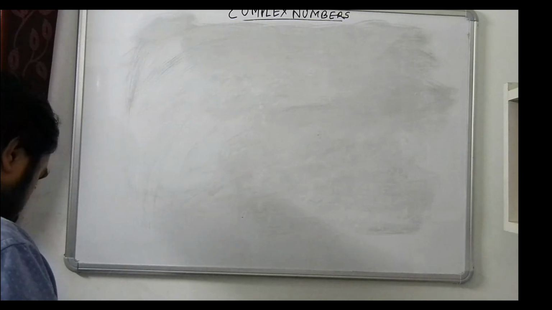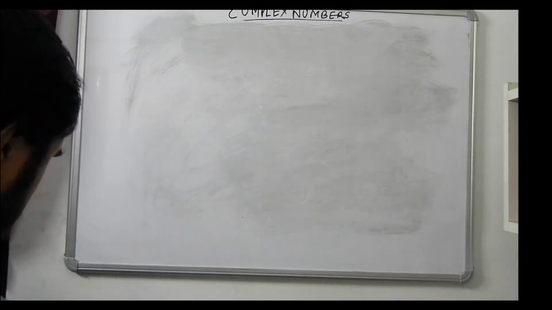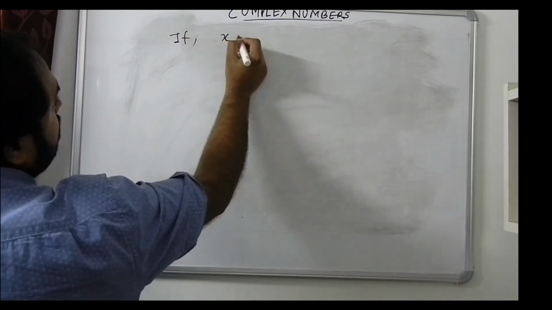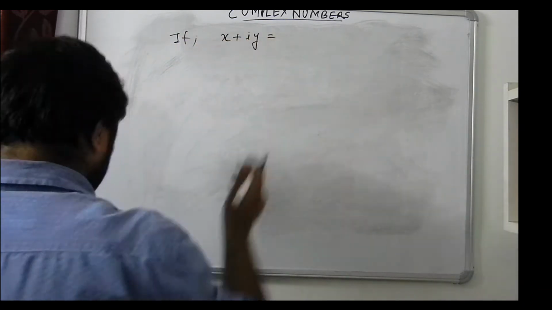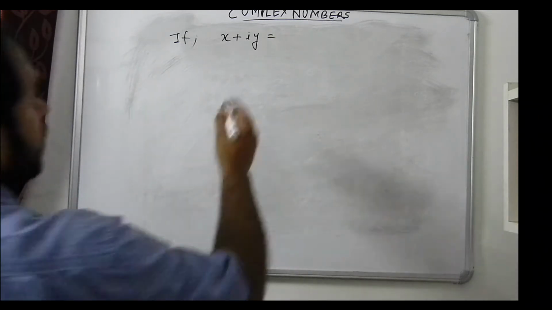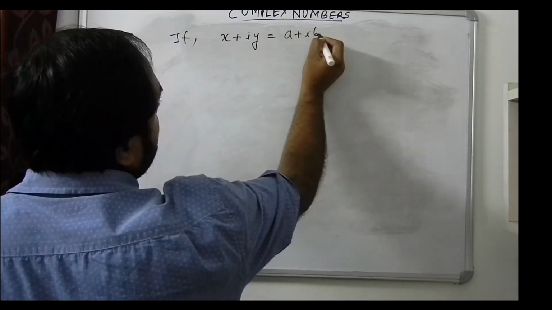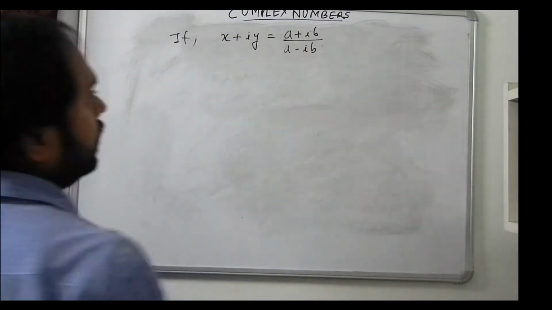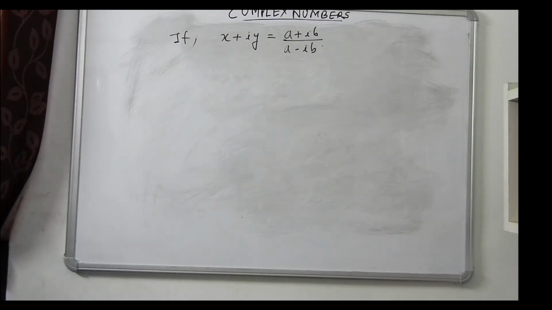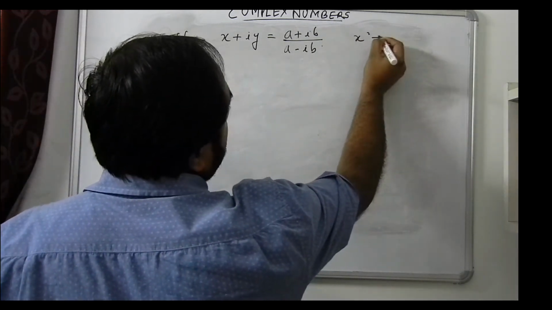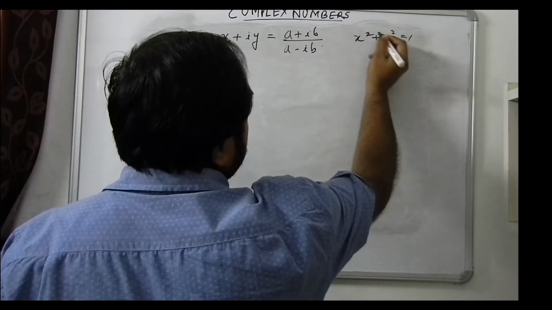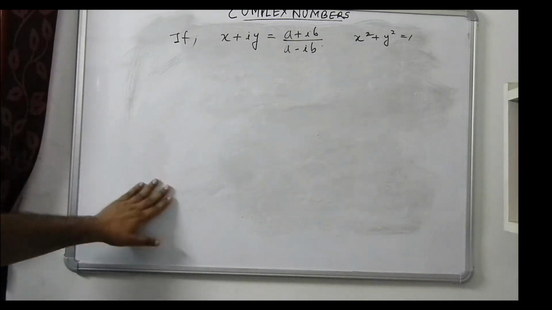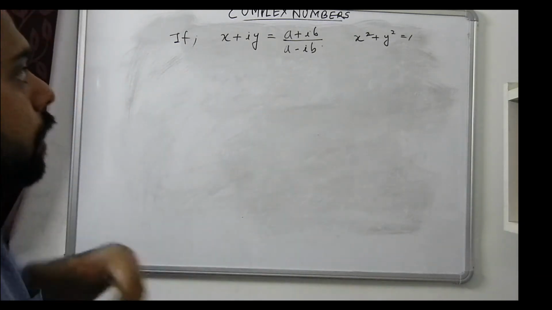So the example says, if x plus iota y is equal to a plus iota b upon a minus iota b. So they are giving it like this, and they want us to prove that x square plus y square is equal to 1. This needs to be proved. Okay. So now, when I see this in the denominator, I simply have to do one thing.